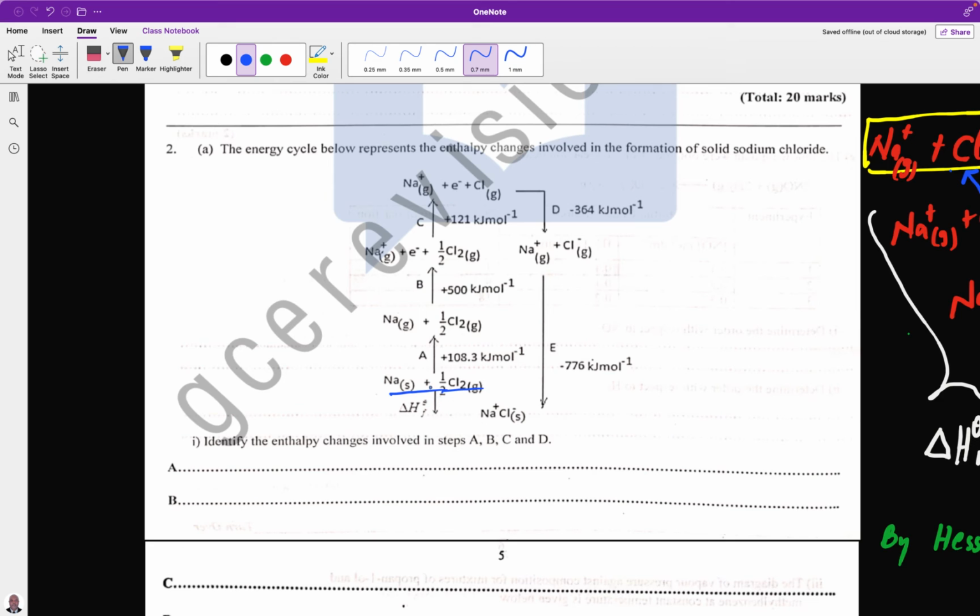This is the initial stage here. Now it has to undergo step A, step B, step C, step D, and step E. The question asks, identify the enthalpy changes involved in A, B, C.